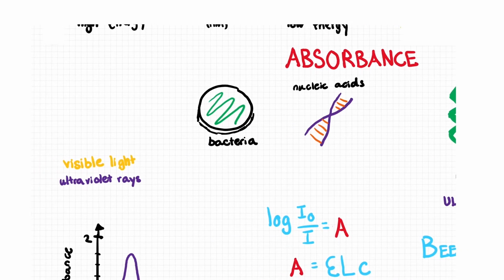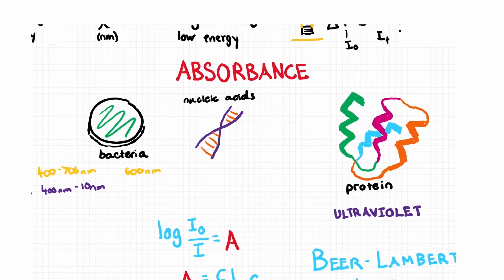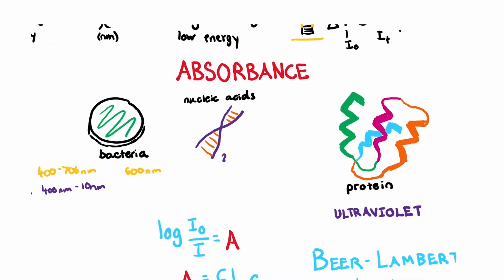And so when we look at these two, visible light goes from 400 all the way to 700 nanometers, and for bacteria, we measure it at 600 nanometers. And so that's the wavelength that we measure bacterial cells at. Ultraviolet rays go from 400 nanometers all the way down to 10 nanometers. But our nucleic acids and proteins don't need that much of a range. Nucleic acids are measured at 260 nanometers, and proteins are measured at 280 nanometers.